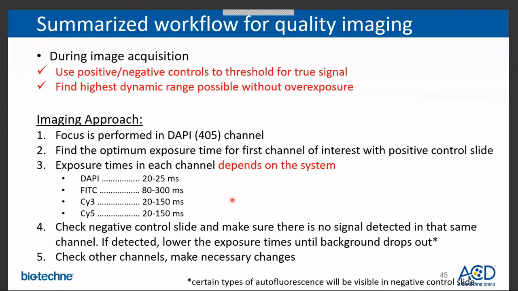signal there. And then whatever exposure time you determine is optimal for that particular fluorescent channel, now check your negative control slide and make sure that the sample is not overexposed, that there's no signal detected in that same channel. If so, lower the exposure time, although as we just saw, there are some types of autofluorescence that you can't just lower the excitation power away and drop out. So make a note of that. And then go back and check your other fluorescent channels, making any necessary changes.